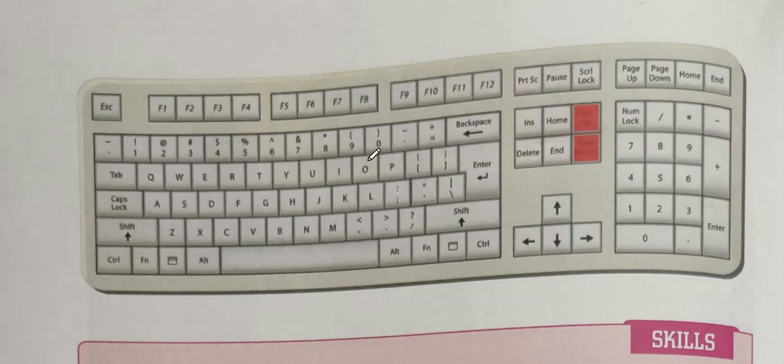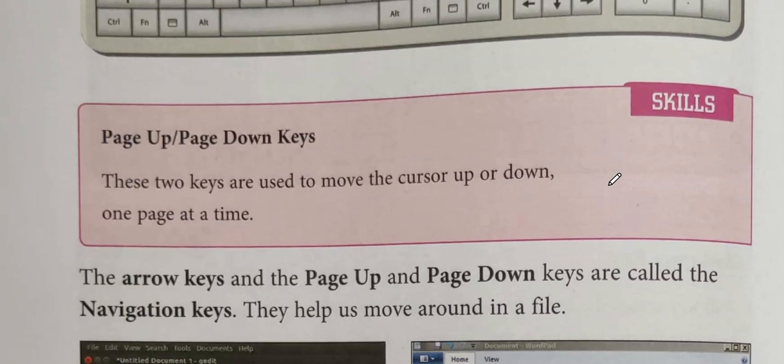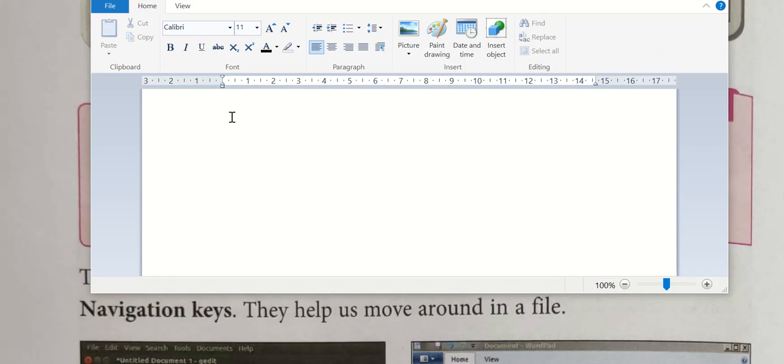Now next are these two red colored keys. This one is your page up and this one is your page down key. Now what is the function of page up and page down keys? These two keys are used to move the cursor up or down one page at a time. That means if you have written the full page, if I write here the full page, for example, I am writing the alphabet A, B, C.